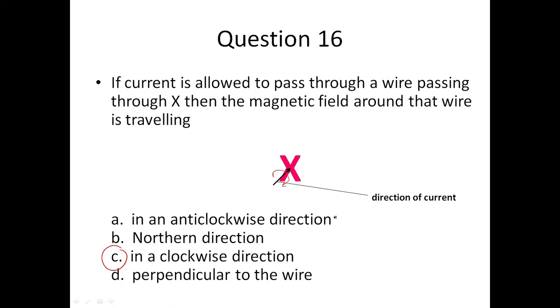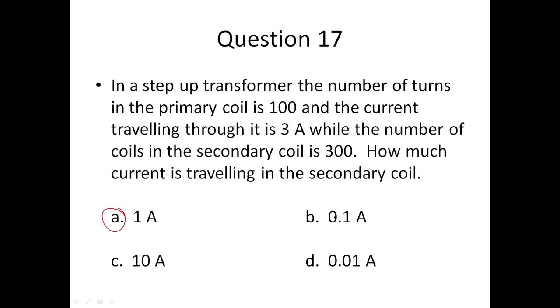Question 16. If current is allowed to pass through a wire passing through X, then the magnetic field around that wire is traveling in a clockwise direction. So using your right hand rule, grip that wire and put your thumb towards the direction of the arrow and look at your fingers and see in which direction they are curled, and you see that they're curled in a continuous clockwise motion.